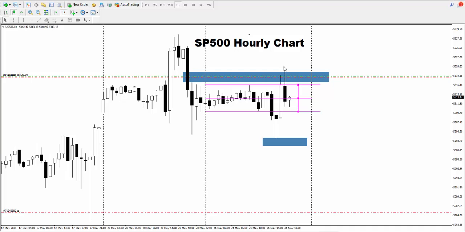Now you can see that the range has expanded, and if we really wanted to find out where fair value is, all we'd have to do is pretty much the same thing.